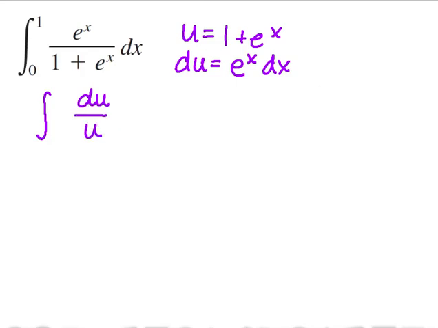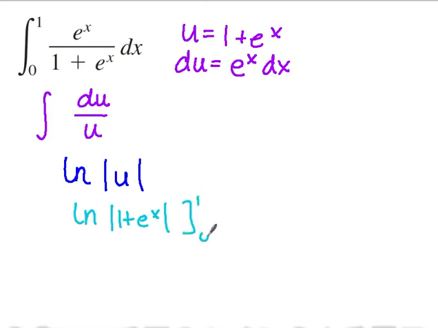So now I need to think back to my integration rules. What will du over u integrate to? Yep, ln of the absolute value of u, which is actually going to be 1 plus e to the x. ln of 1 plus e to the x. Oops, I forgot to put the 1. There we go. And we're going to evaluate that from 1 to 0.